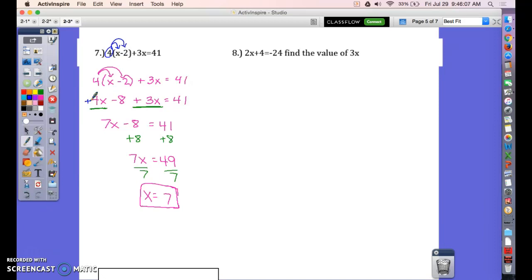Looking at number 8, you're going to have to solve this equation first and then find the value of 3x. So when solving, I would subtract 4 from both sides. I would have 2x equals a negative 28. Then I would divide by 2 on both sides to get x by itself, and I get x equals negative 14. Okay, so here's the thing, guys. On this one, it didn't ask you to find x. It asked you to find the value of 3x.